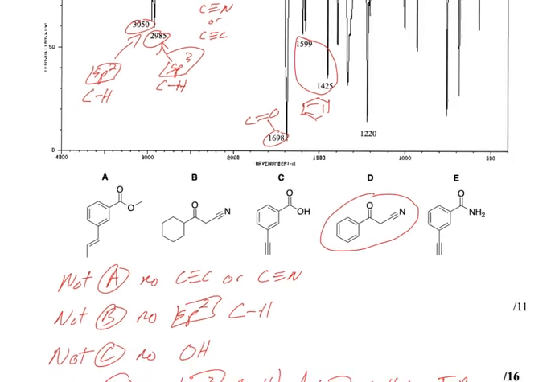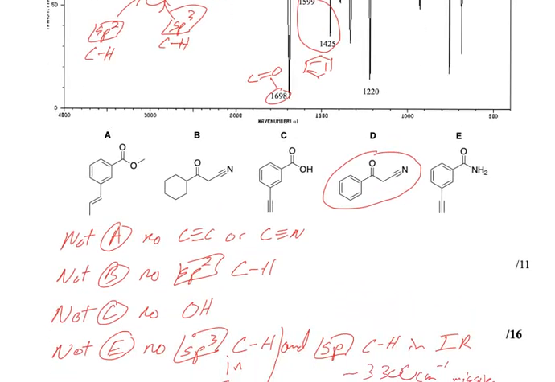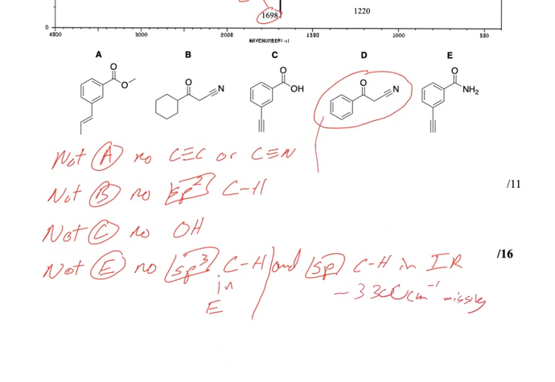But if we go here, let's start eliminating possibilities. It wasn't A because A doesn't have a triple bond. It's not B because there are no sp2 CHs, right? I have that sp2 CH up here, and this has only sp3 CHs, right? No sp2s. It's not C because I don't have an OH stretch. Well, it is D, but it's not E.